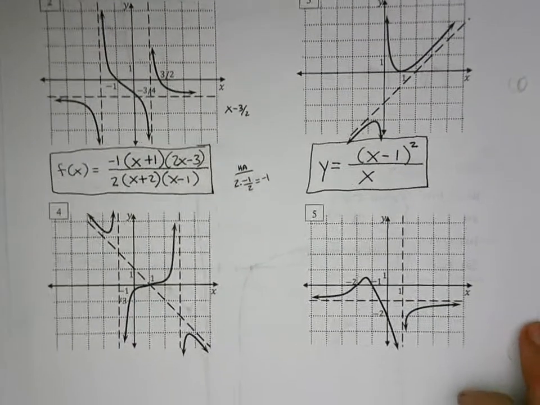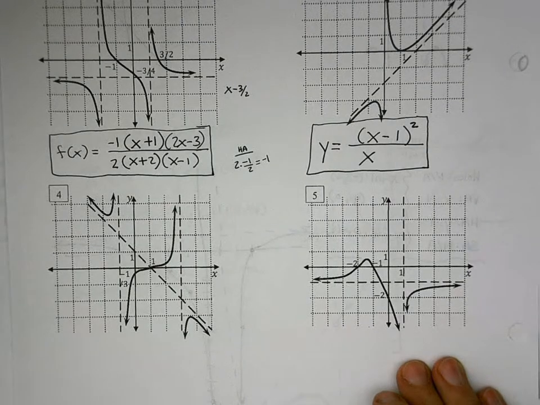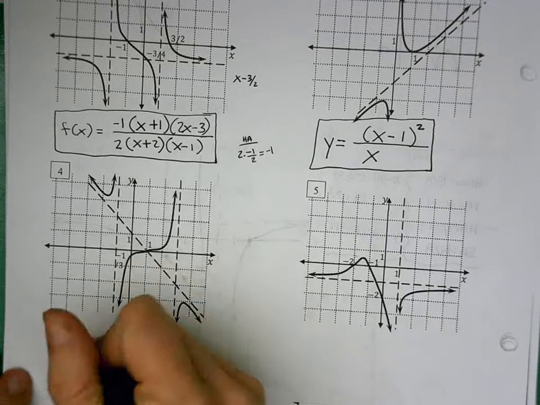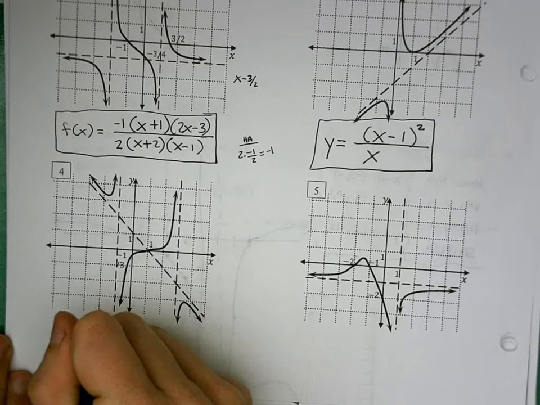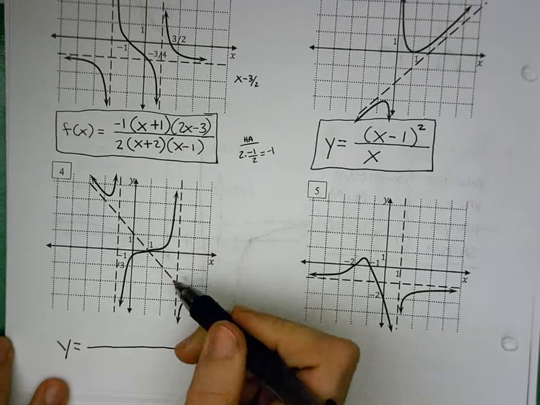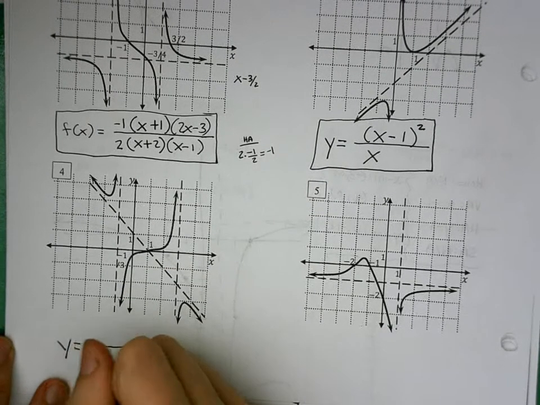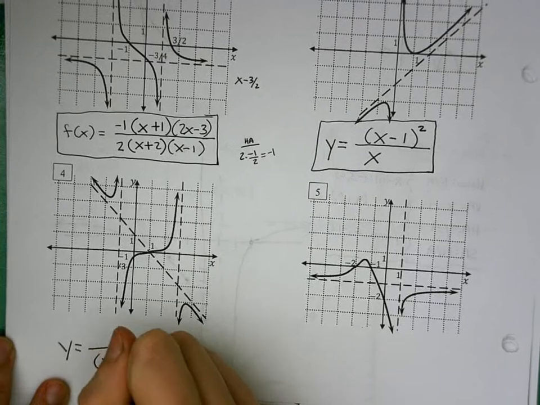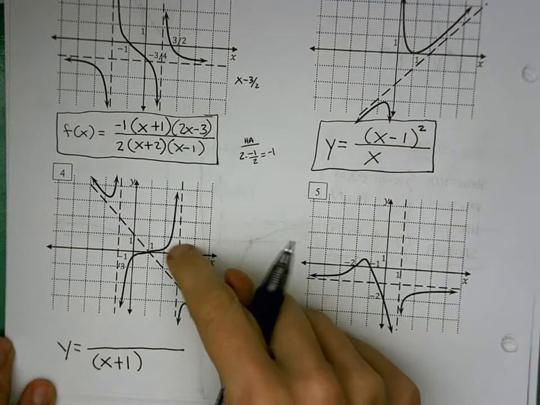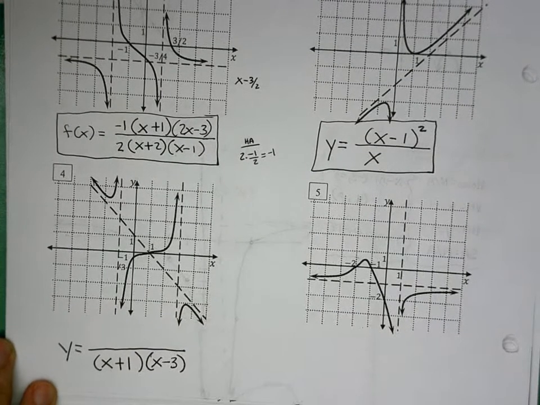Okay, number 4. Go ahead and pause the video if you're going to do so. Okay, number 4, we have either our y equals or our f of x equals. Vertical asymptotes. I have one vertical asymptote at -1, so this is x plus 1, or x minus -1. I have a second vertical asymptote at 3, so we have an x minus 3. No holes, so I'm good to go there.